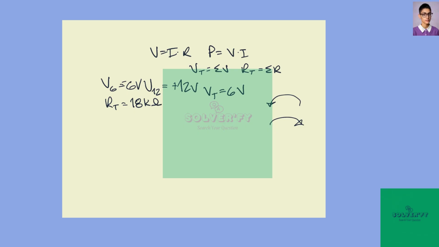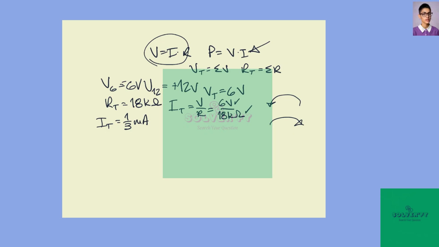And so to find the total current using Ohm's law, it is voltage over resistance. So it is 6 volts over 18 kiloohms. And that means that my total current is equal to 1/3. And if I have volts and kiloohms, then my current will be in milliamps. So now I'll use that to find out what the power is.